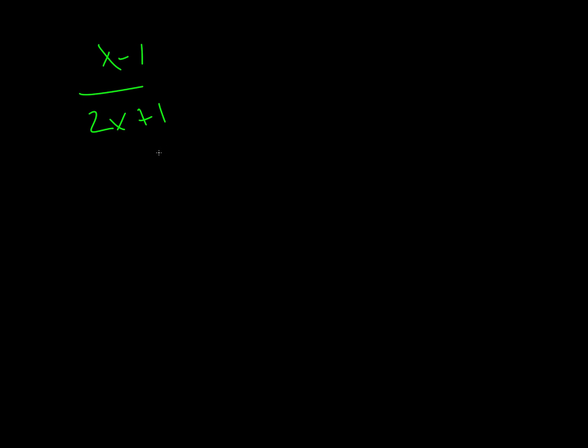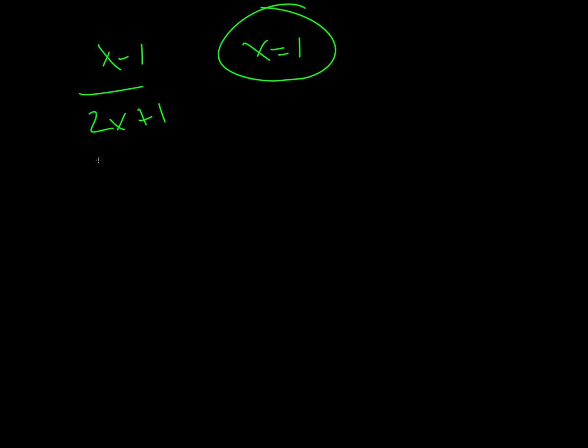Okay, so we want to know where this goes to 0, like where this would cross the x-axis, right? And so you actually just use the top. So what would set the top equal to 0? Well, x equals 1 is where that's going to happen.